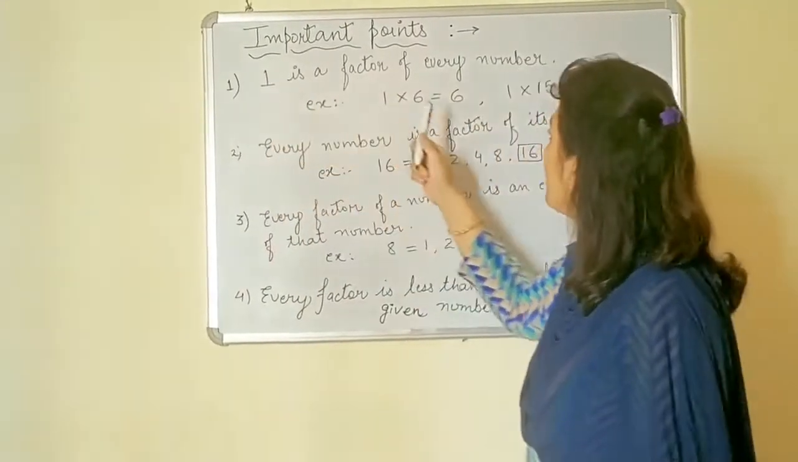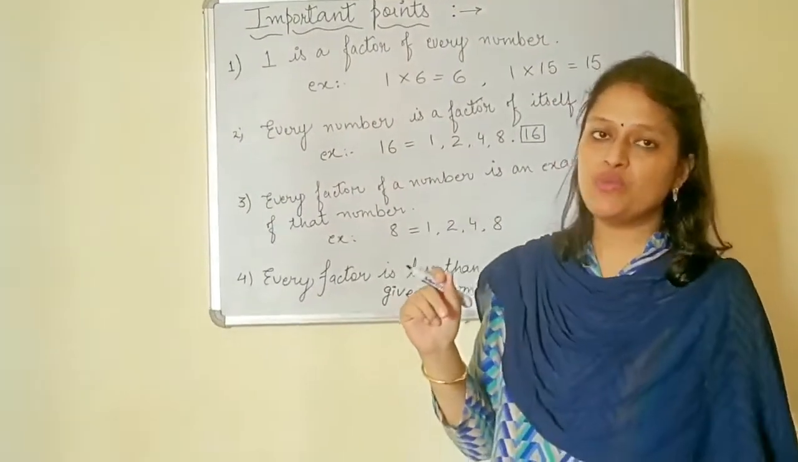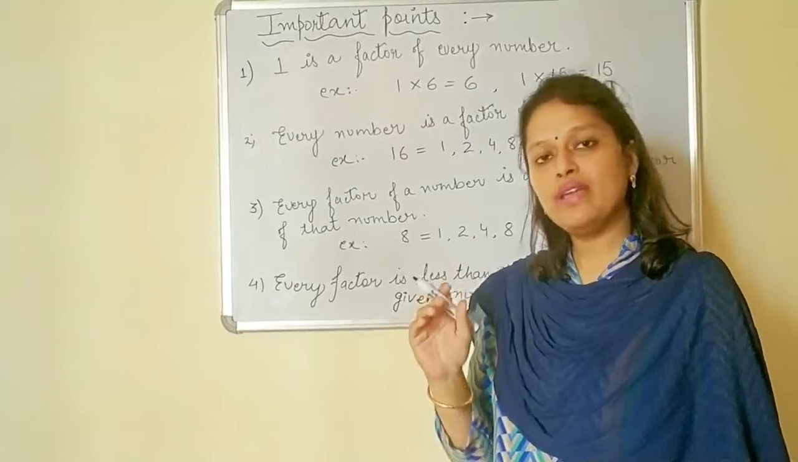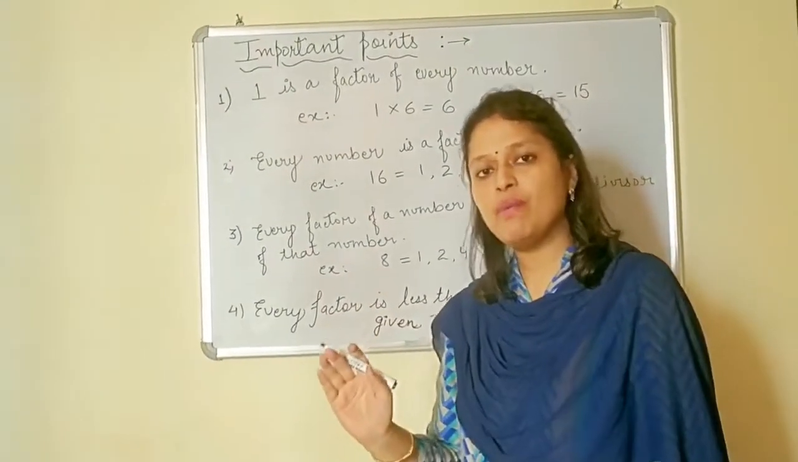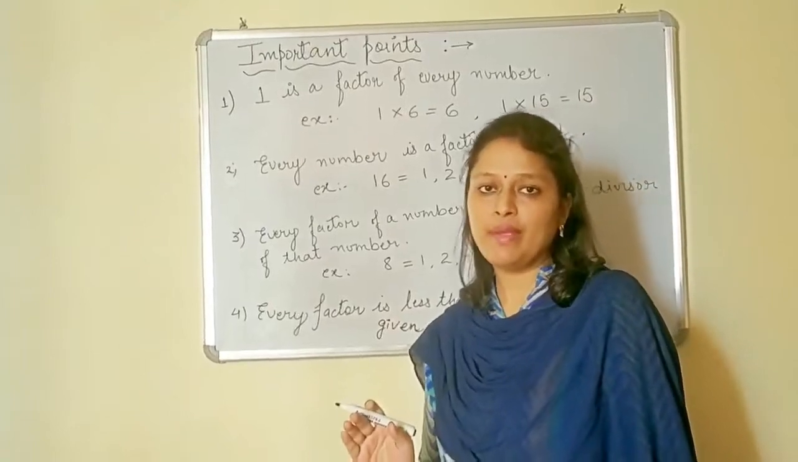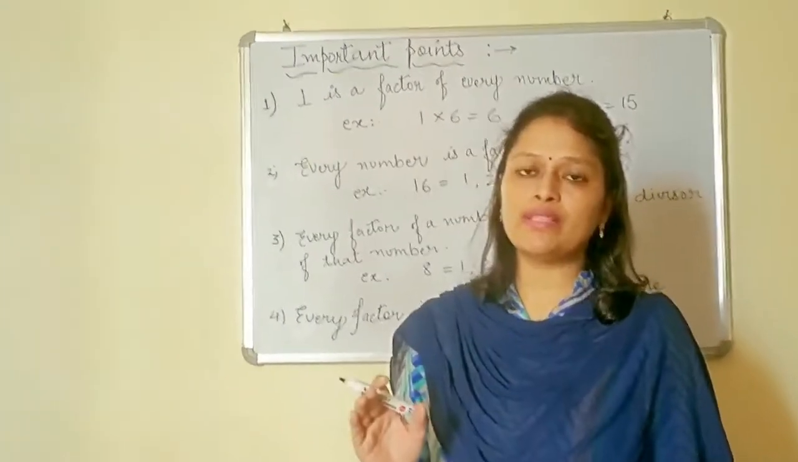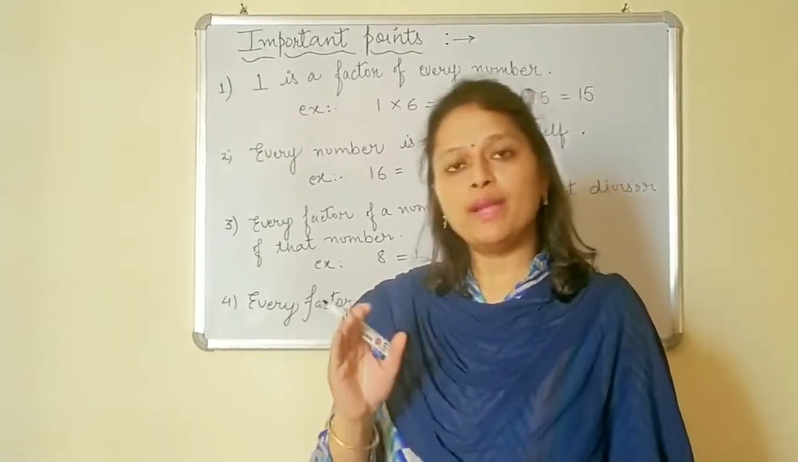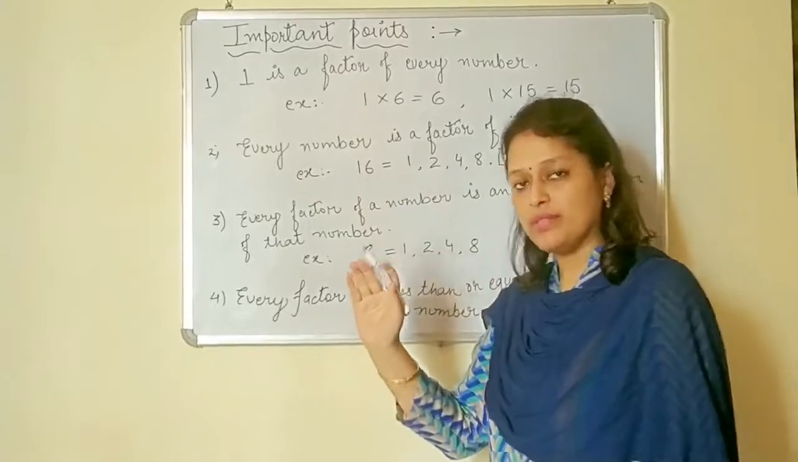1 is a factor of every number. Now children, if you remember, I told you in my last video lecture that 1 is a factor of every number. That means all the numbers are divisible by 1 without leaving a remainder. Or in other words, if you divide all the numbers by 1, the remainder will be 0. That means 1 is a factor of all the numbers.